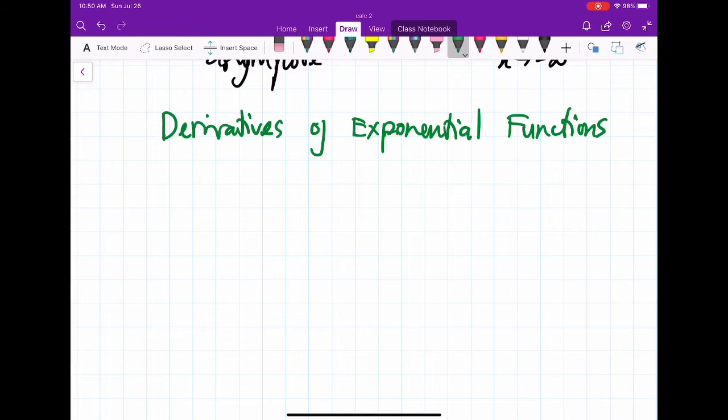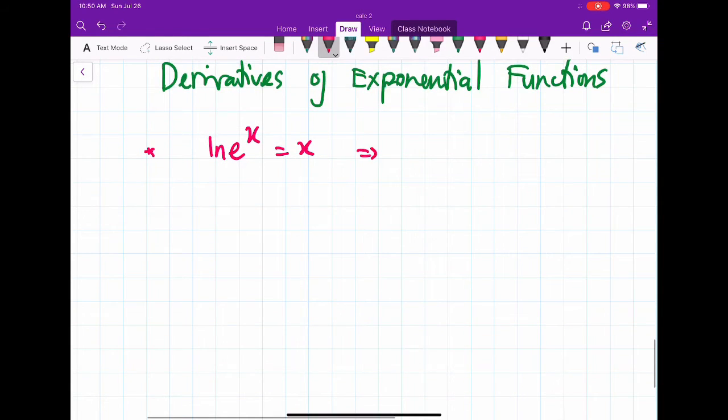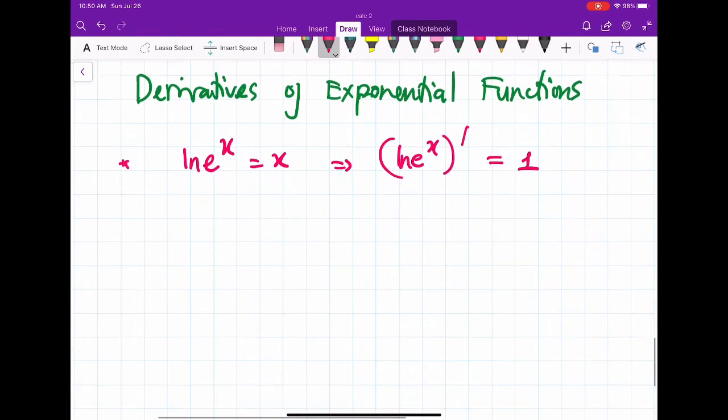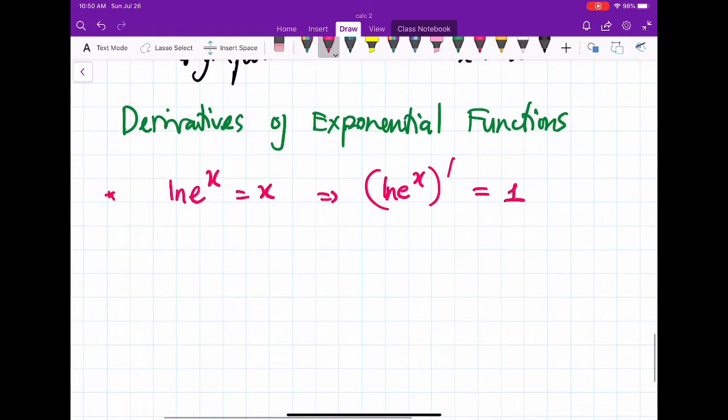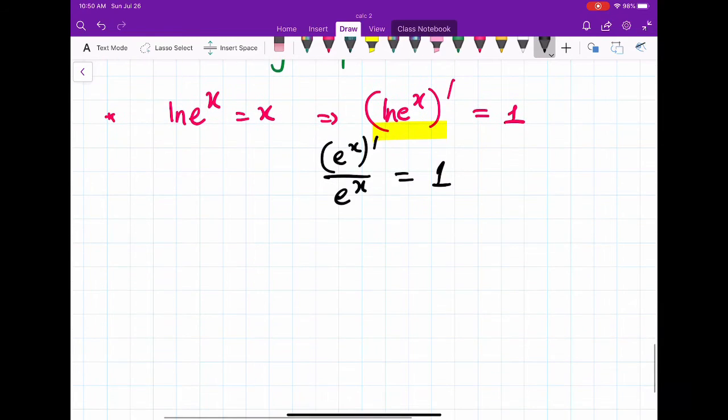Let's talk about derivatives of exponential functions. It's pretty easy because we know how to take the derivative of the inverse function already, right? So we know that ln of e to the x equals x. If you differentiate both sides, you get the derivative of e to the x over e to the x equal to 1, because the derivative of x is just 1, and for this part, you use the chain rule. So that means the derivative of e to the x is just e to the x.